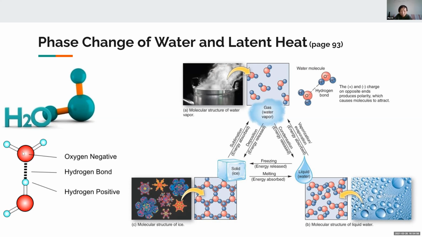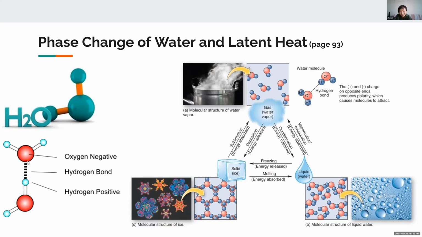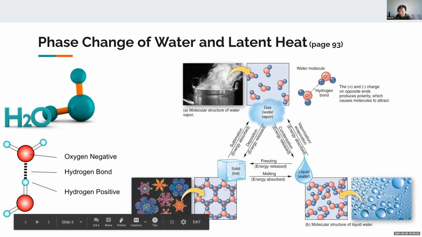So you will have 2 ends. We call that 2 extremes in terms of electric charge. Oxygen carries negative, hydrogen carries positive. So you can see negative and positive attract each other, right? So you will form this bond. We call that hydrogen bond. How tight this hydrogen bond is actually determines what phase our water is in.